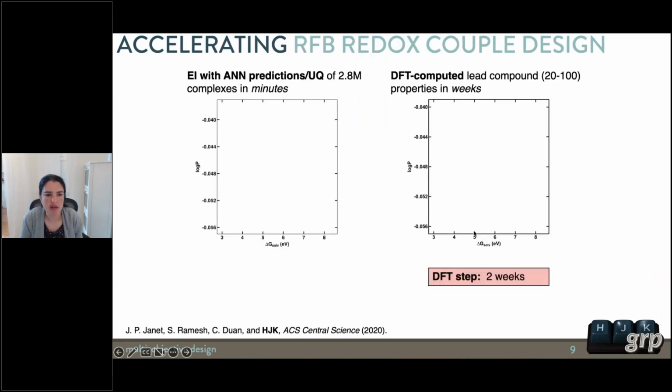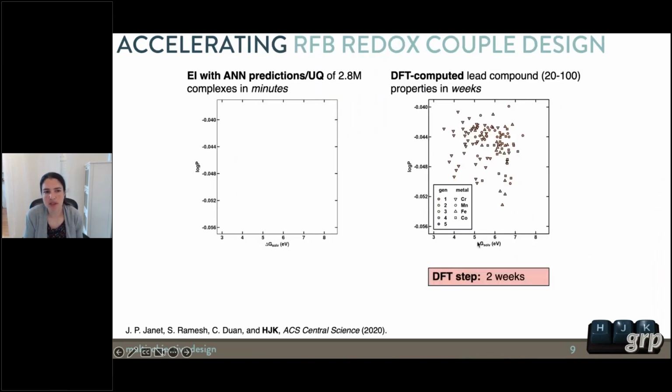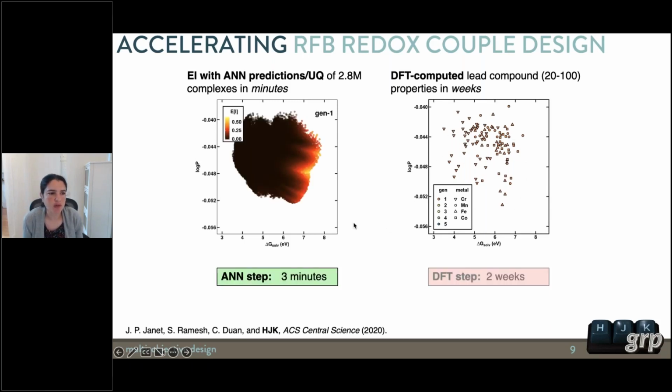And so this is what it looks like in practice. After about 2 weeks with DFT, this is all we've got. We've got a handful of points. But with a few minutes with the neural net, we can get a prediction of the entire space. We can pick out the compounds that seem most promising to go beyond the Pareto front, and we go back to DFT. We can see the neural net was not that smart yet about what the space would look like.